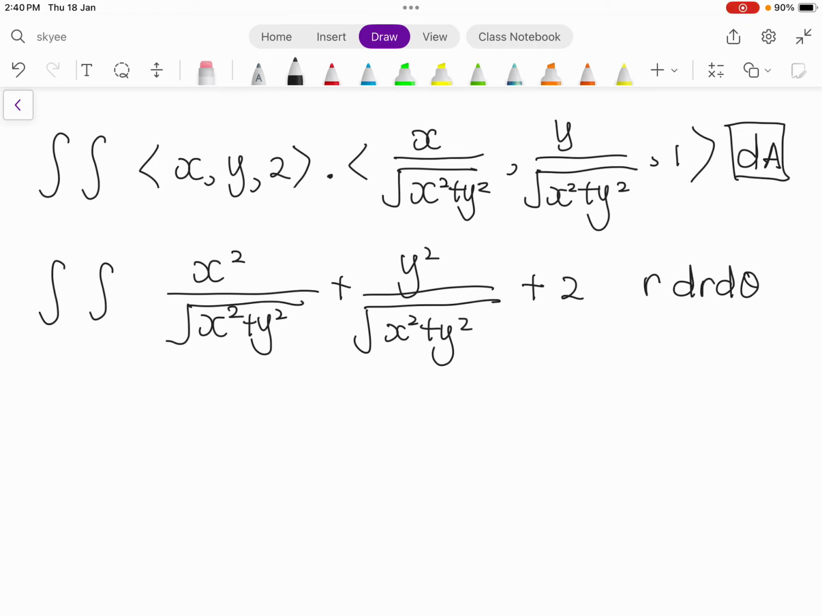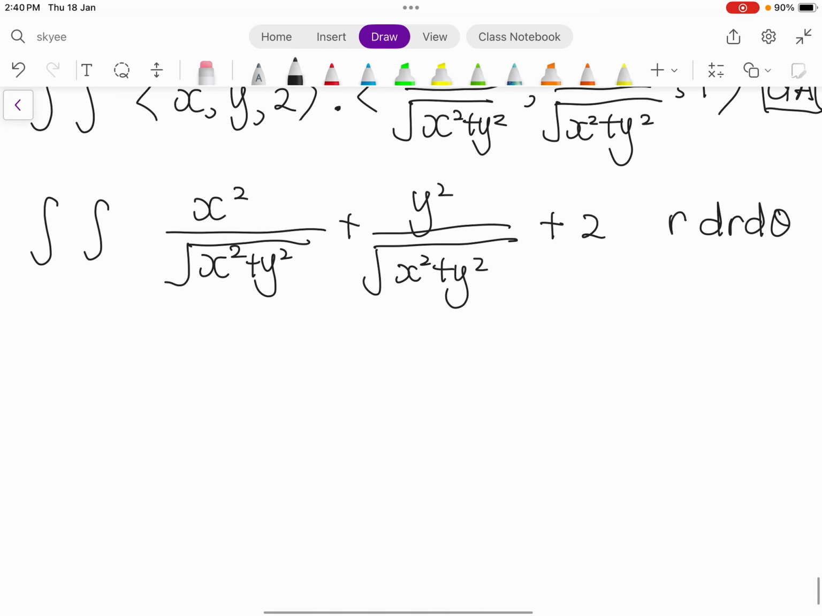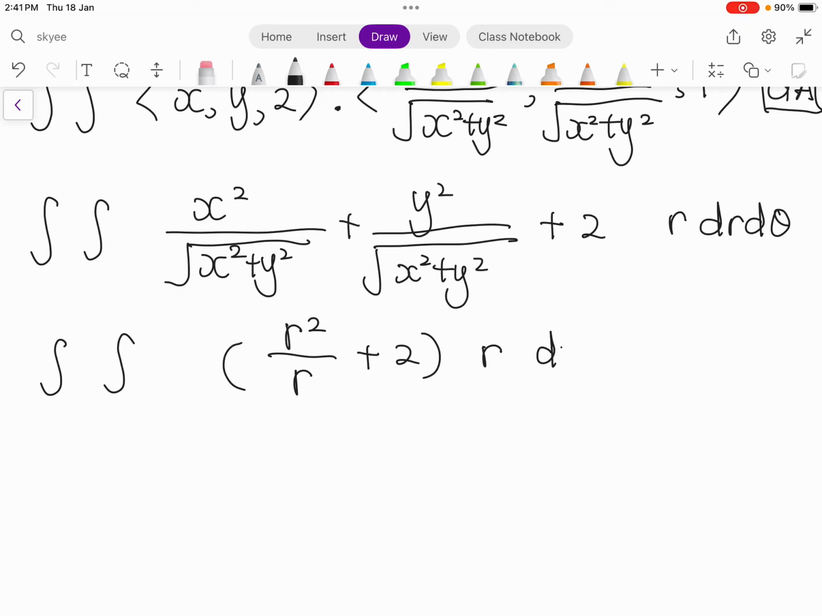So I will use r, dr, d theta. This also means that you have to convert the x and y to r. So when you add these together, you will get r squared over r, and plus 2, and outside you have r dr d theta.